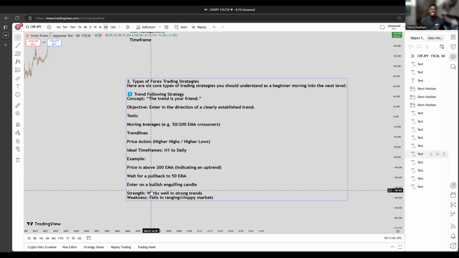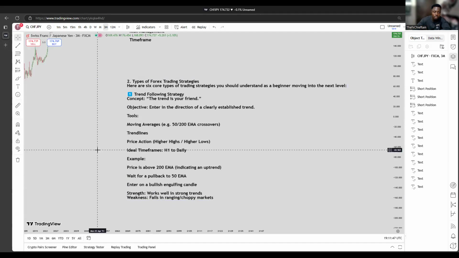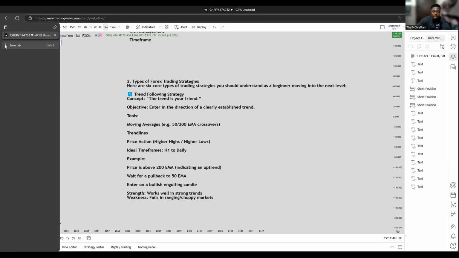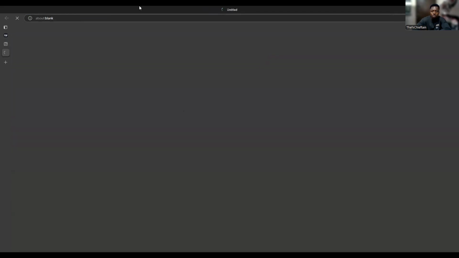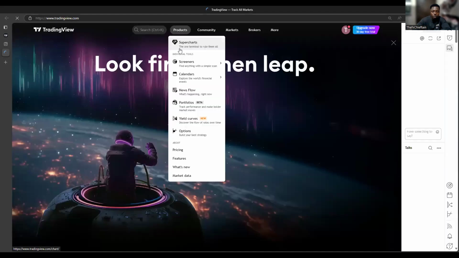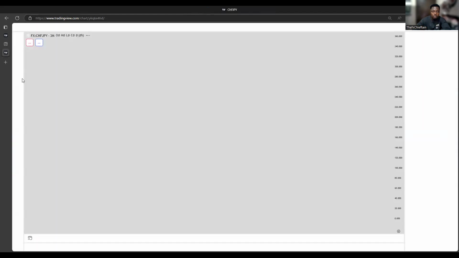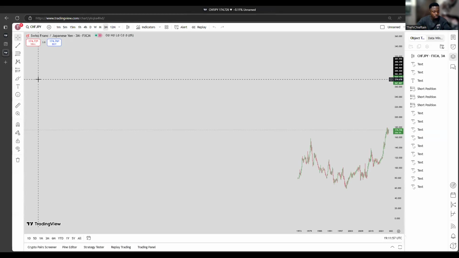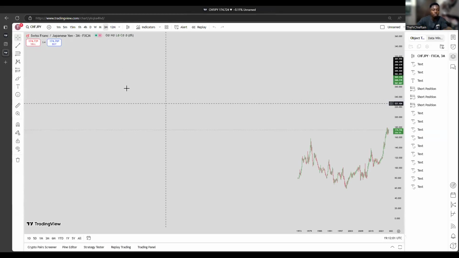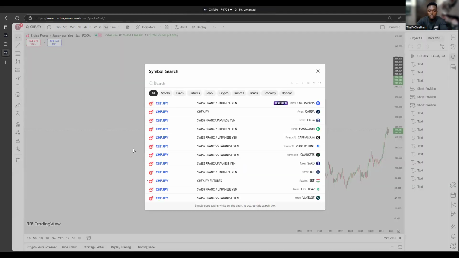Since we're doing a recap, I want to do an implementation of this quickly. So I'm going to open TradingView, Super Charts.